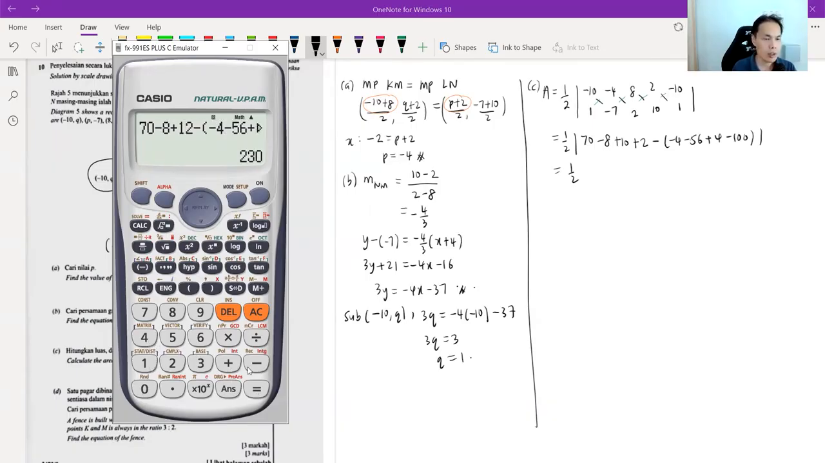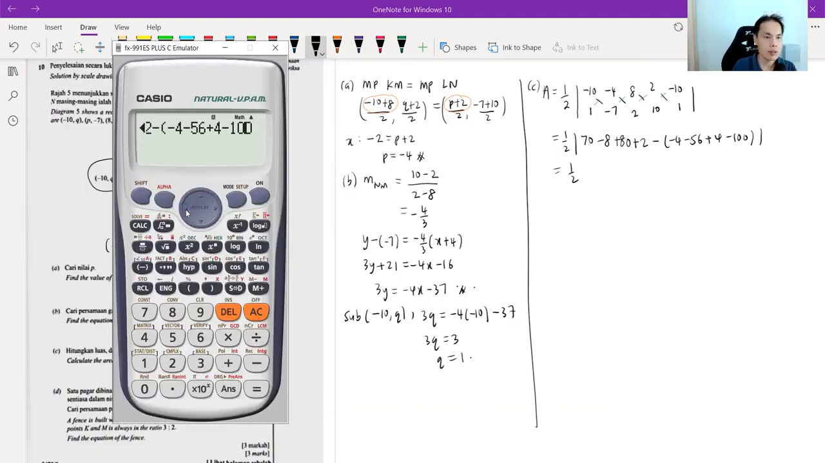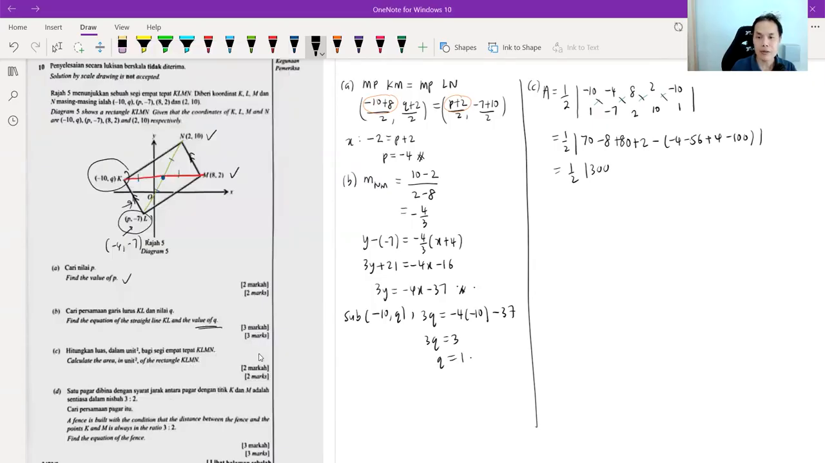I got 2. Wait. Something is wrong somewhere. So maybe I typed wrongly. Okay, this one. 8 times 10 is 80. I counted this wrongly. This is 80. So let's do one more time. This one is 80. Let me insert. This will be 80, and then a 2. You can write 82. Okay, my answer is 300. Half of 300, your area is 150 square units.